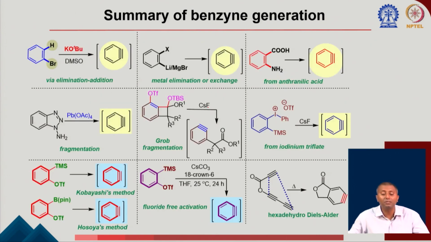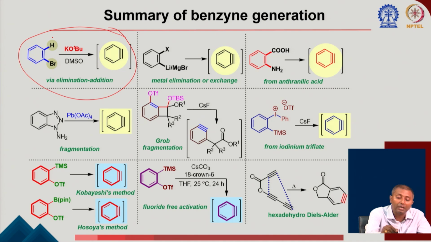So in today's class, I'm going to show you a summary of the different methods for the generation of arynes or benzyne. The first thing I talked about is via addition and elimination. You can see here, first there is an elimination happening, an elimination of this bromine. A base is going to come, take this proton, form the anion, and then this can come back and get rid of this bromine.